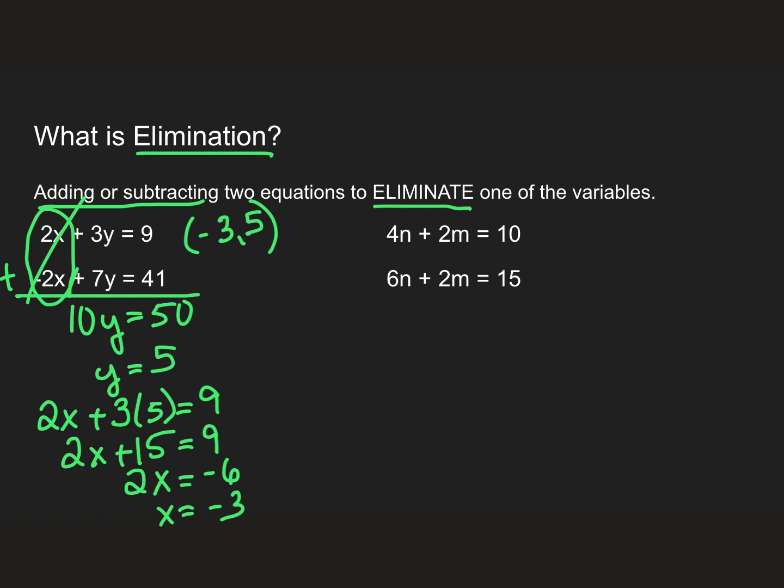Okay, so now let's look at what happens if instead of adding, we subtract. So here, I'm going to subtract this equation. So when I say subtract, usually we can just subtract them. If it's easier for you, you can always remember to give that negative symbol to each thing. So remember, each thing is being subtracted. So I have 4n minus 6n, which gives me negative 2n. 2m minus 2m is going to eliminate. And then 10 minus 15 gives me negative 5.